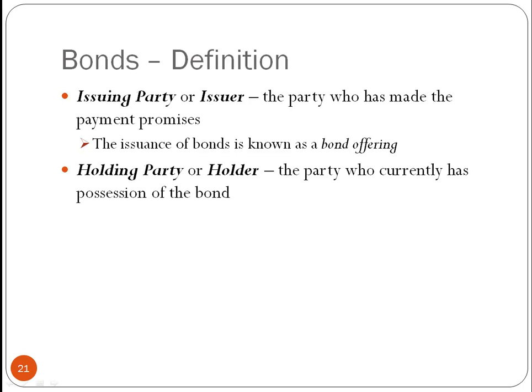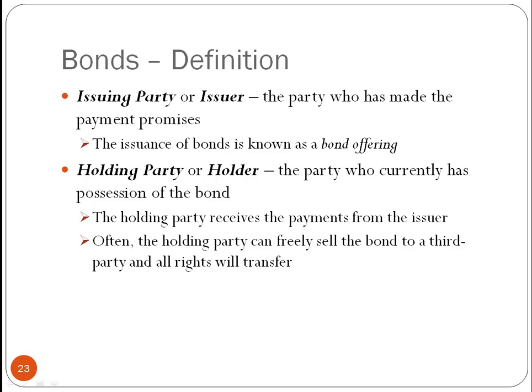The holding party or the holder is the buyer of the bonds. That is the party who currently has possession of the bonds. So we can think of those as investors. The holding party receives the payments from the issuer. So if they're coupon payments or the final face value payment, those get made to whoever's holding the bonds. Typically, holding parties can freely sell their bonds to third parties and all the rights will transfer. And this takes place actively in bond markets. So basically, a bond is a loan, and that's the simple way to think about it.